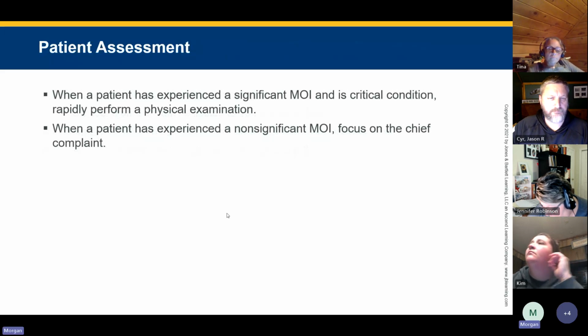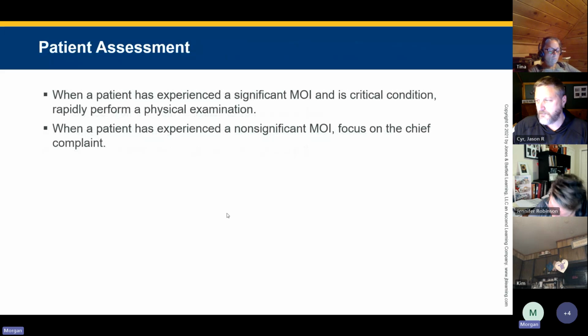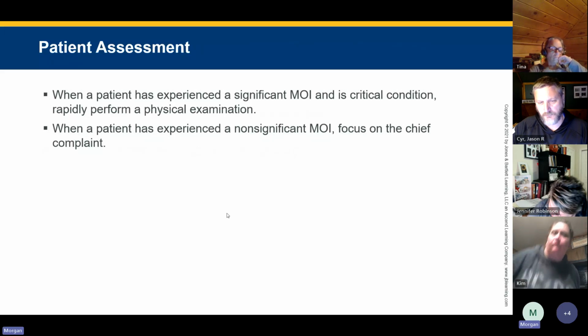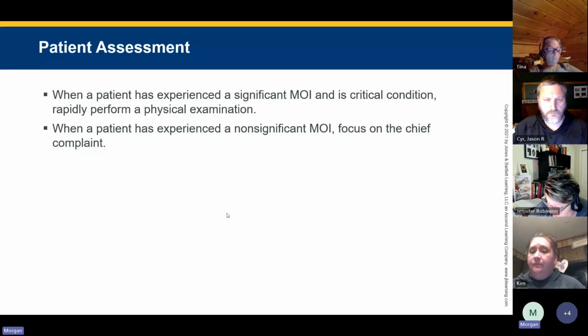When a patient has experienced a significant MOI and critical condition, rapidly perform a physical examination. Like you do that. If anything is bleeding or broken, like that, quick head to toe. When a patient has experienced a non-significant MOI, use the chief complaint. So if they're kind of alert and oriented, you can just focus on "my arm's broken," and then you can just deal with that.